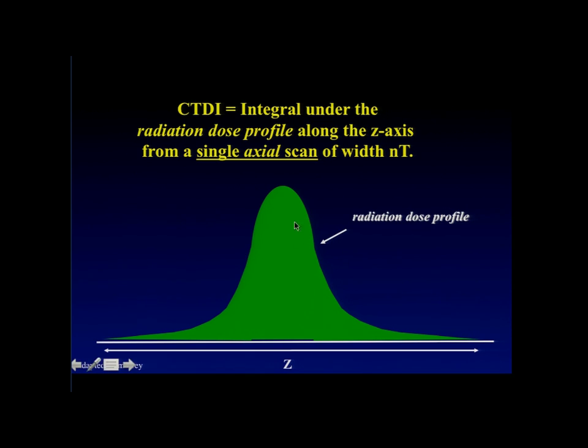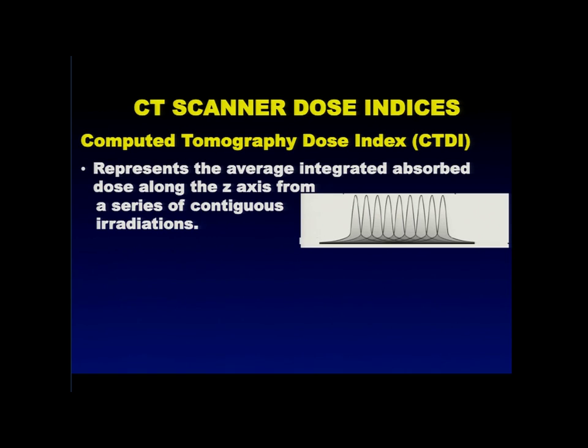And that's from a single axial scan with a width NT, which is the full width at half maximum. And what's NT? Well, T is the dimension of an individual detector in the Z direction of the CT scanner, and N is the number of detectors in the Z direction that I'm actually using as I'm acquiring the data. So that's CTDI.